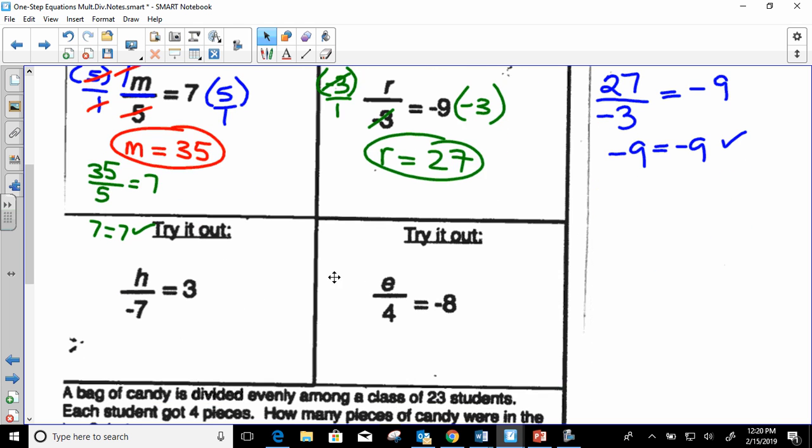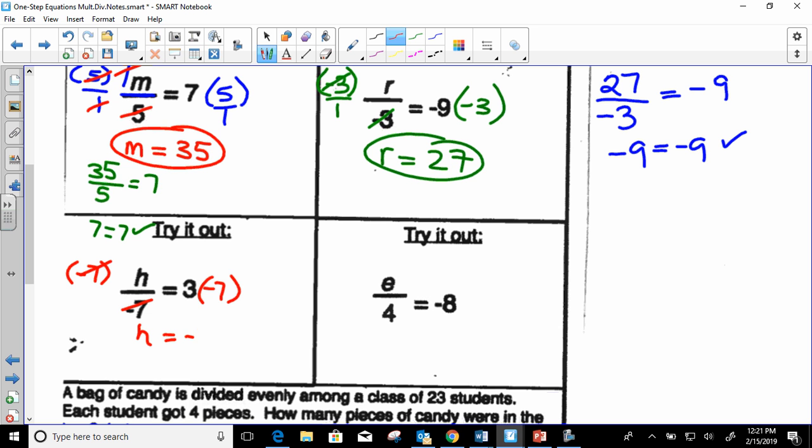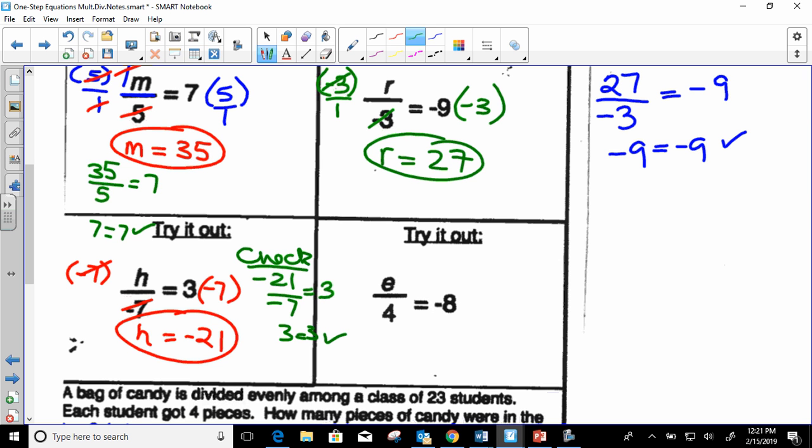H divided by a -7. So what we're going to do here is multiply by a -7 on each side. This cancels out. H equals a -21. Now, when you are checking your problem, always check and make sure, does it really work? Because sometimes students will not multiply, they will divide, and they'll get the wrong answer. So when we check this problem, we're going to plug in H, which is a -21, and divide by a -7. Two negatives equal a positive, so a -21 divided by a -7 is a +3. Yep, this equals 3, so 3 equals 3. Yes, it works. So you're going to plug it back in.